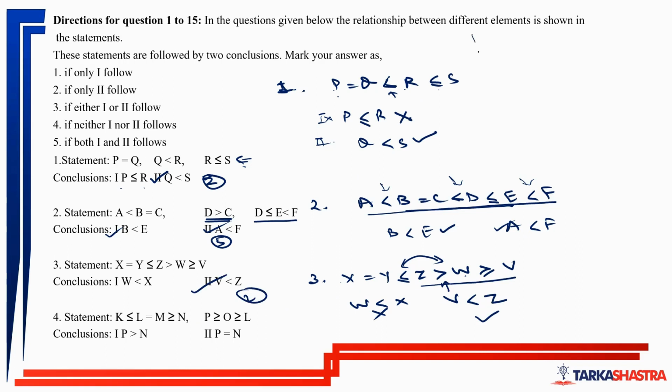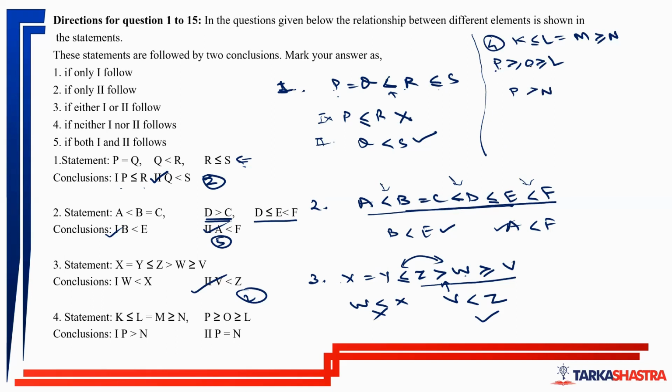Then fourth question I am solving it here. What we have, K is less than equal to L is equal to M greater than equal to N. And then what we have, P greater than equal to O greater than equal to L. We have written it like this. Let us see how it goes because we were not able to make one single statement. Now they are saying P greater than N. For that, P and N should come in one statement.